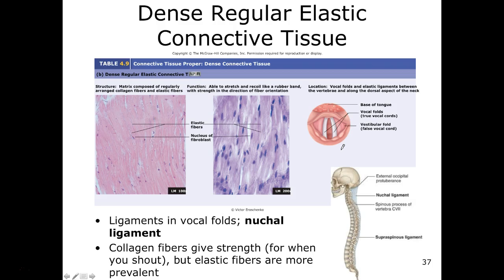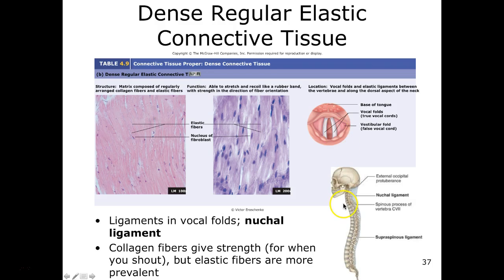Next, we have our dense, regular, elastic connective tissue, and these are going to be found in our ligaments of our vocal cords. So this would be in the larynx, and we have them pictured right over here. These would be our true vocal folds, or also called your ventricular folds. And then the pink that you see on the side here, these are known as your false vocal cords or your vestibular vocal fold. So the false ones are used more for creating pressure within our body. The true ones are used more for vocalization.